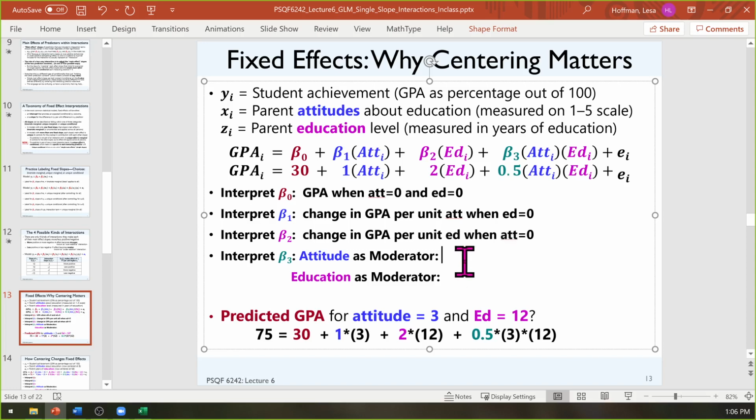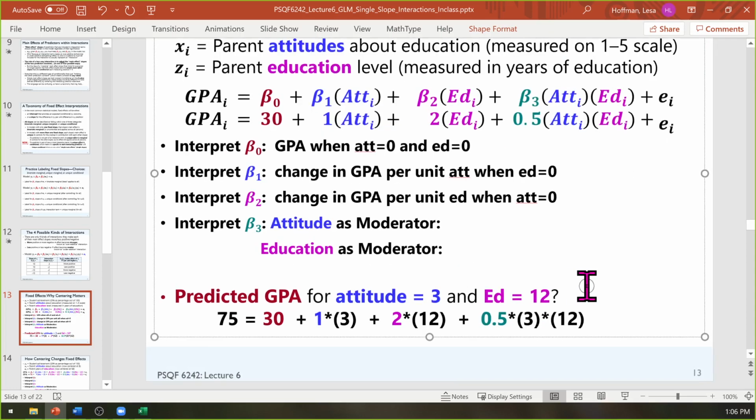Now the last one. What do I do with the coefficient beta 3? This is tricky because most people want to start out the sentence the same way: change in GPA for a 1-unit change in both attitudes and education? No. There is a layering system that happens here. The role of a two-way interaction is to describe what happens to the main effect slopes. The role of the main effect slopes is to describe what happens to the predicted outcome.